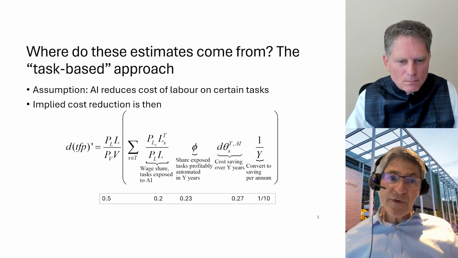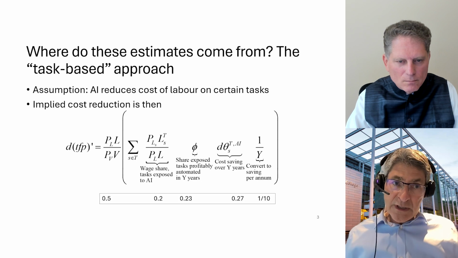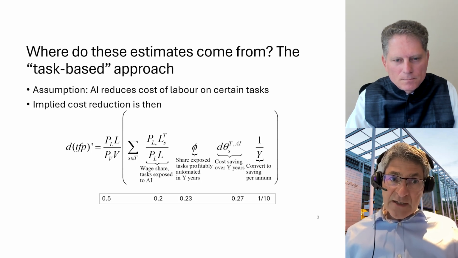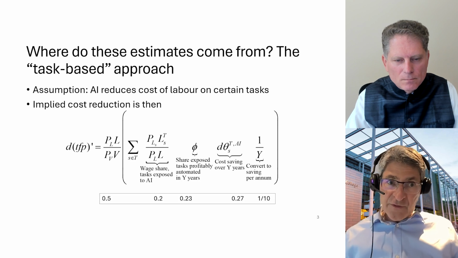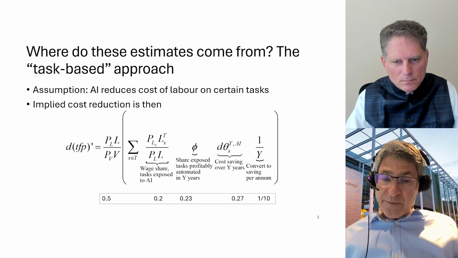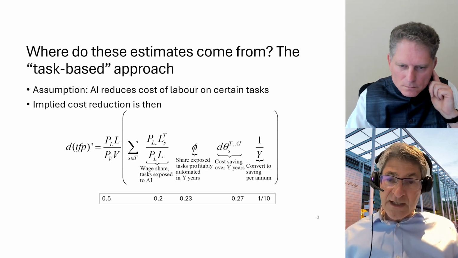The share of labour in value added is 0.5. These are from Daron Acemoglu's work. He's drawn on some studies which suggest that 20% of the wage share of tasks exposed to AI, that's the first term in the brackets, of those tasks exposed, 23% could be profitably automated over the next 10 years.